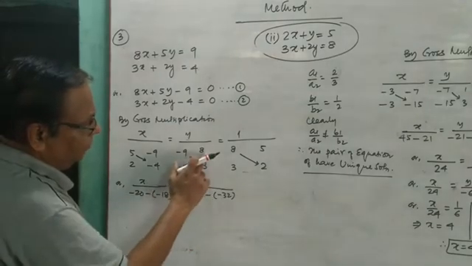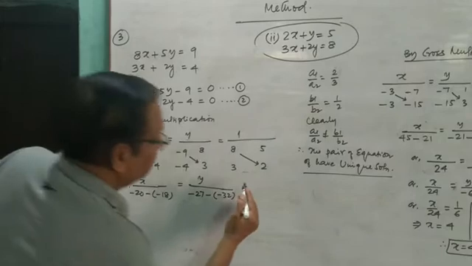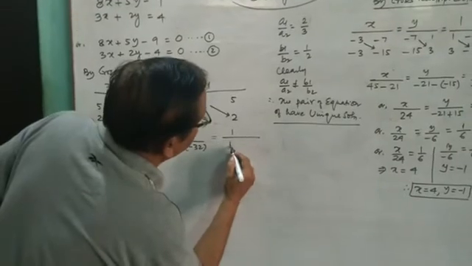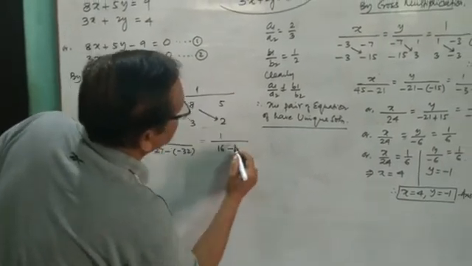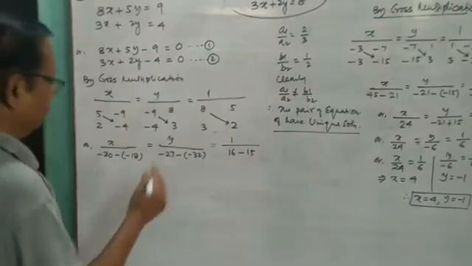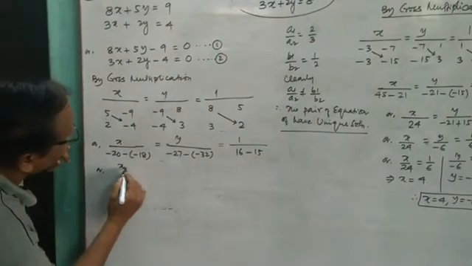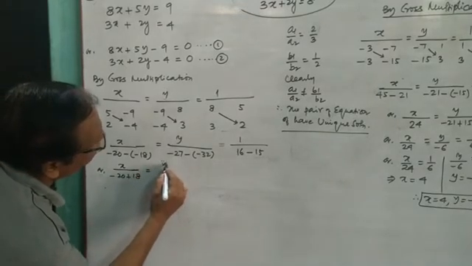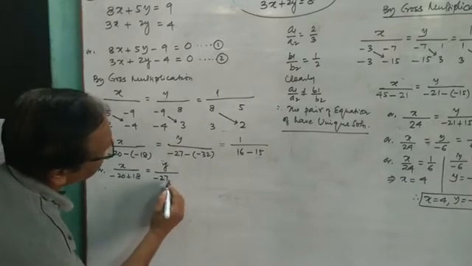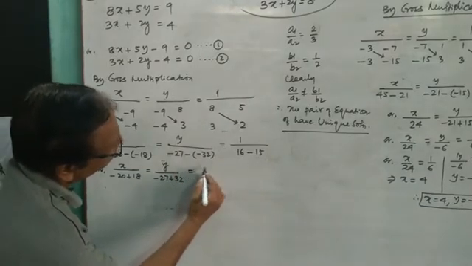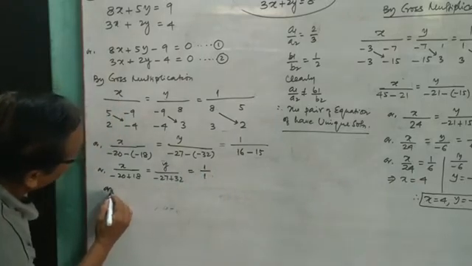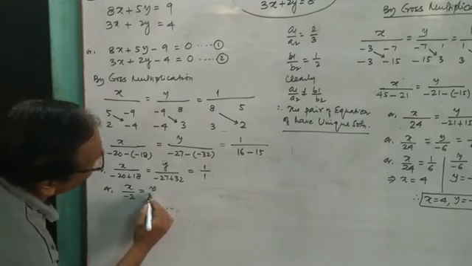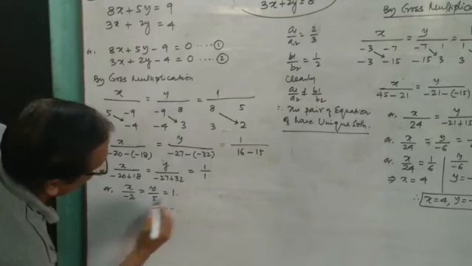Second product is 8 into minus 4, minus 32, and the third equals to, that is 1 upon, the first product is 8 to the 16 minus 50. 3 5s are 50. First product minus second product. Or x upon minus 20 plus 18 is equal to y upon minus 27 plus 32 equals 1 upon 1. Or x by minus 2 is equal to y by 5 equals to 1.